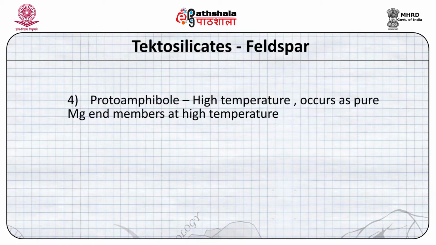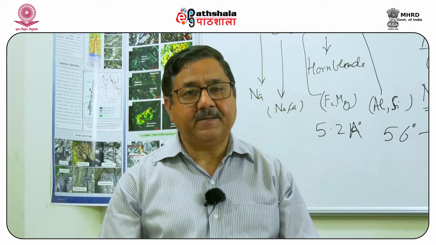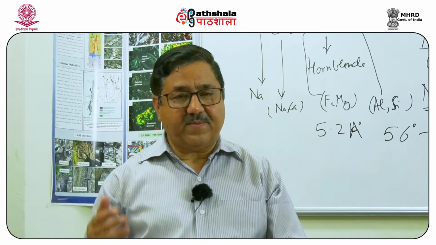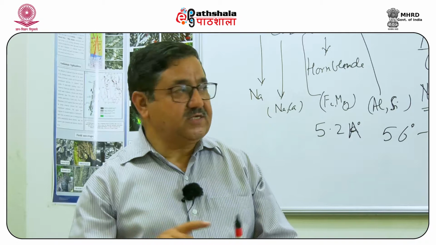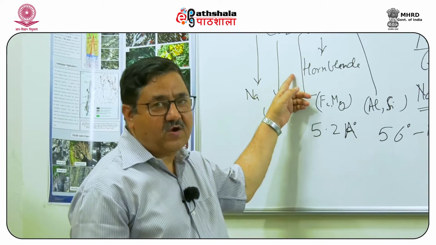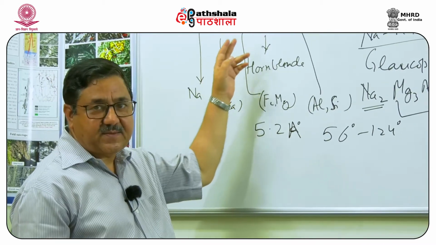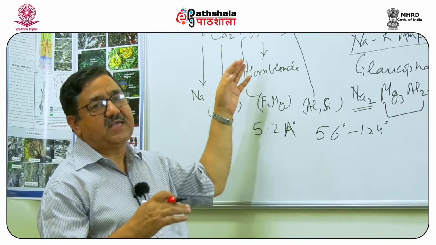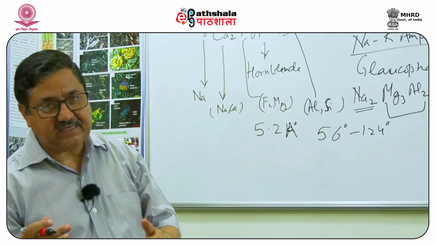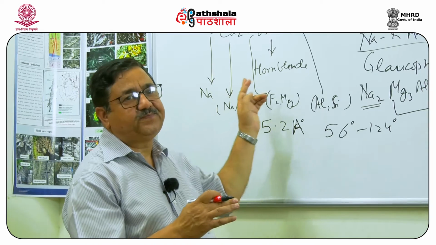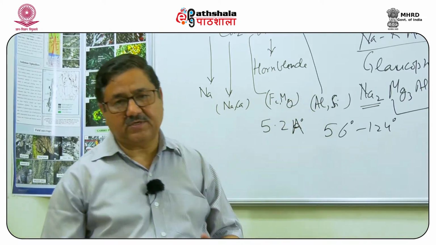And then we have proto-amphiboles, which are high temperature amphiboles, and they occur as pure Mg end members at very high temperatures. So, this is a sort of summary of the types of amphiboles. However, there are bigger complexities, that is the substitutions which I described in case of hornblende. This substitution is known as the Pargasite substitution. There is a substitution which is known as the Tschermak molecule substitution. There is a substitution which is a simple FeMg exchange substitution, and there is a combined Pargasite exchange which involves sodium as well as the Tschermak substitution combined together.